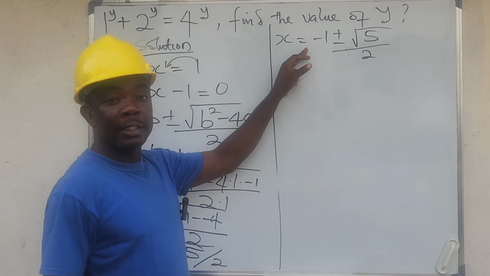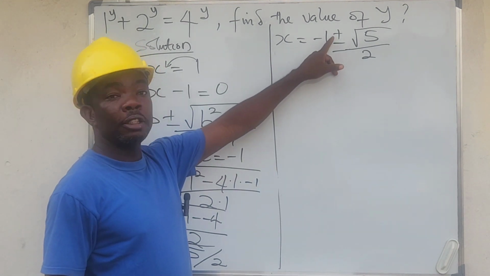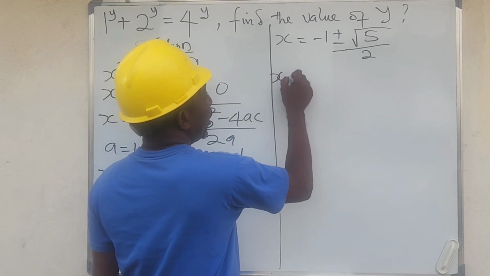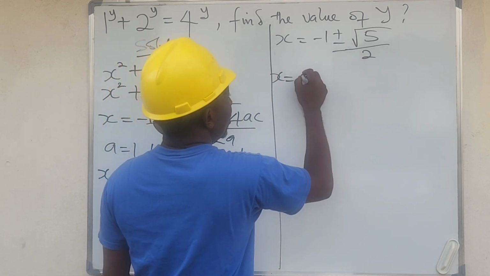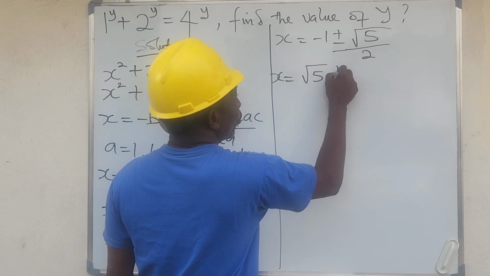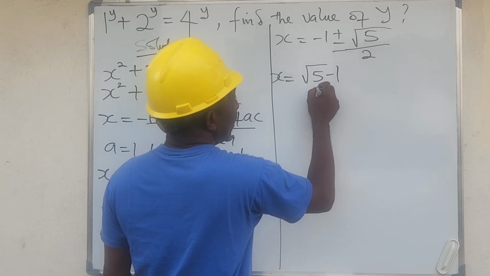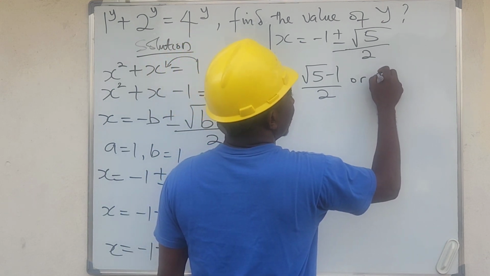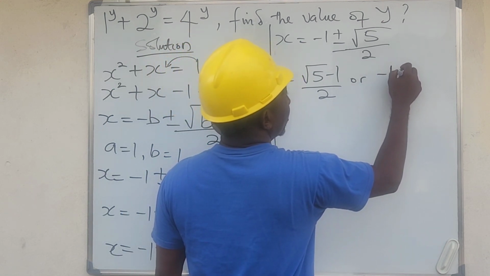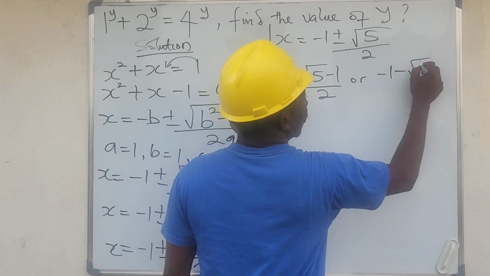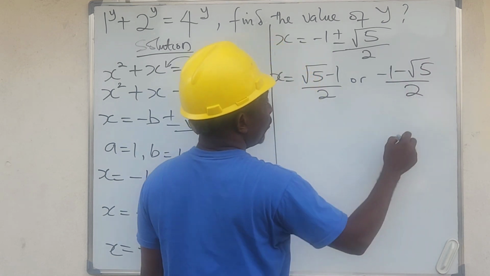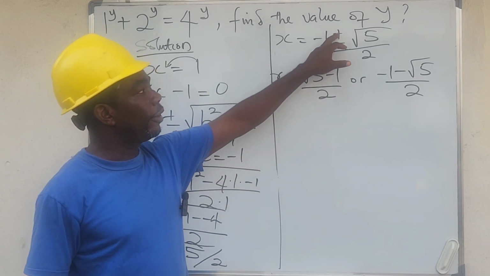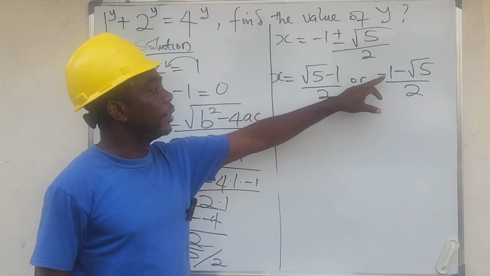Here, x has two values, positive and negative. So we take one after the other. So we have x equals square root of 5 minus 1, all over 2, or we have minus 1 minus square root of 5, all over 2. So that is the two values of x. We take the first positive one and we take the negative one.